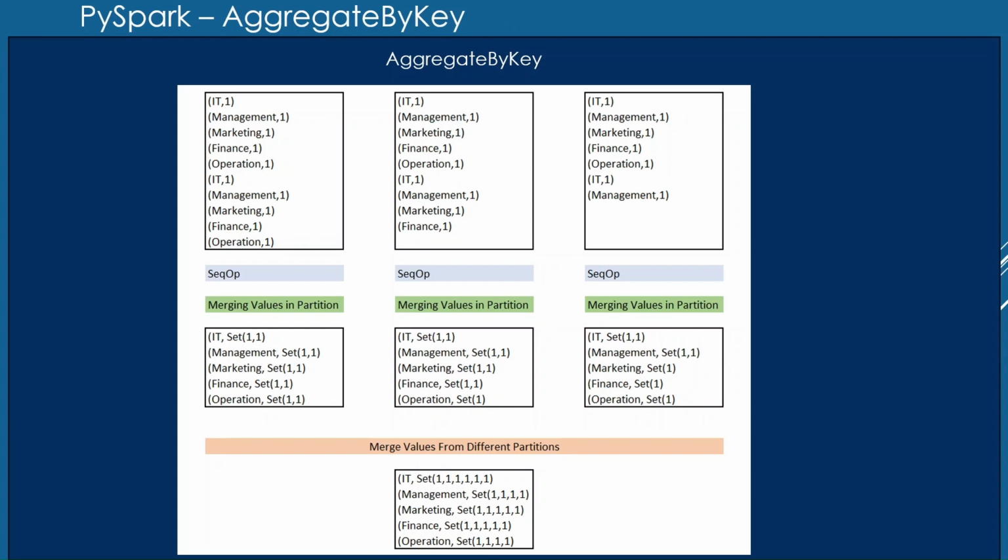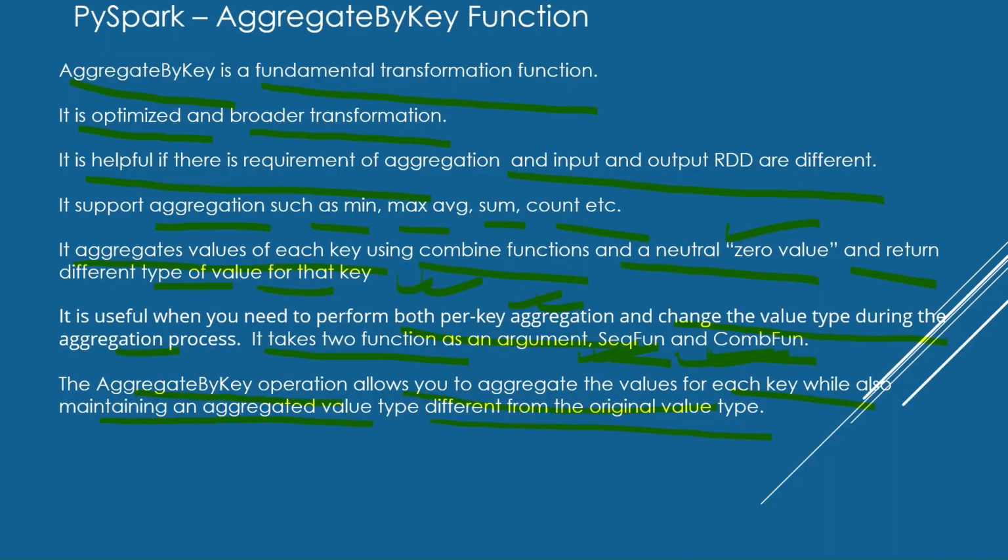Let's discuss aggregate by key with the help of this pictorial representation. Suppose this is one partition, this data sits on a different partition, and this data sits on another partition, and these could be on different executors. On each and every partition, this sequence operation is going to run. This is a kind of function. As I told you, whenever we use the aggregate by key function, it takes two arguments: one is a sequence function and one is a combine function.